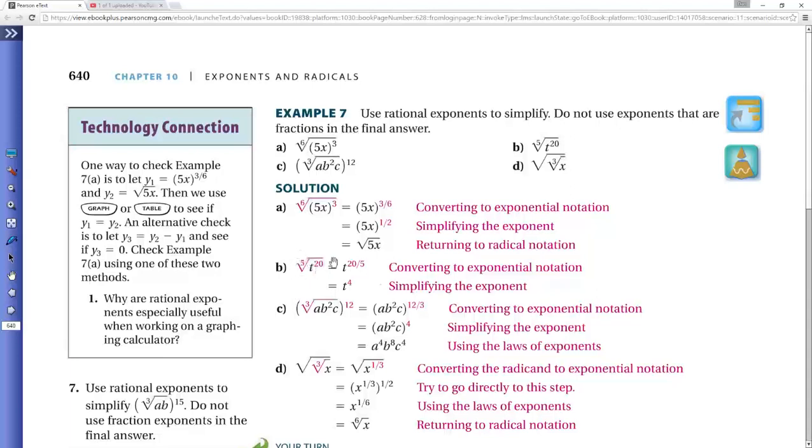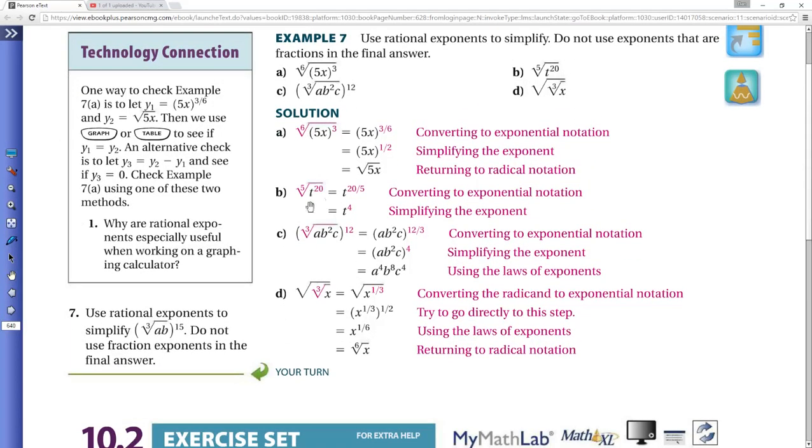And this is really going to show you what's really powerful about fractional exponents, especially when you have the 5th root of t to the 20th power. Well, that's t to the 20 over 5, which simplifies to t to the 4th. And that is the answer. I mean, there's no fractional exponent. I don't have to deal with any radical symbols.